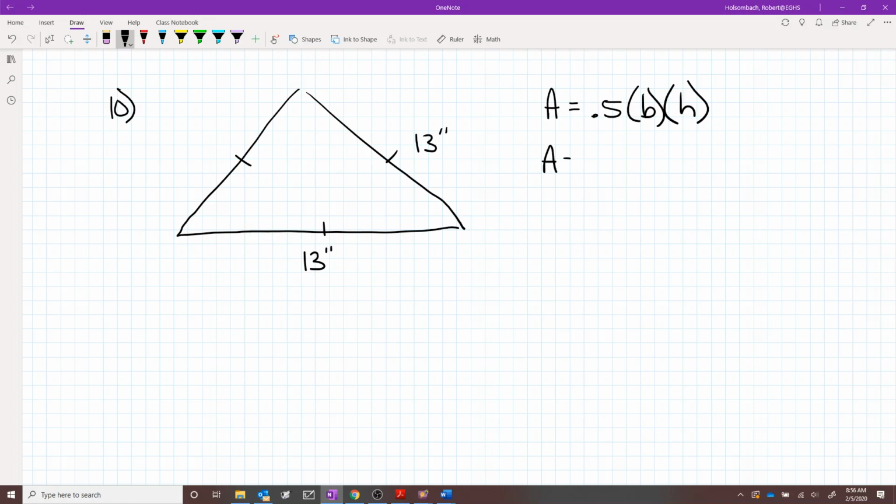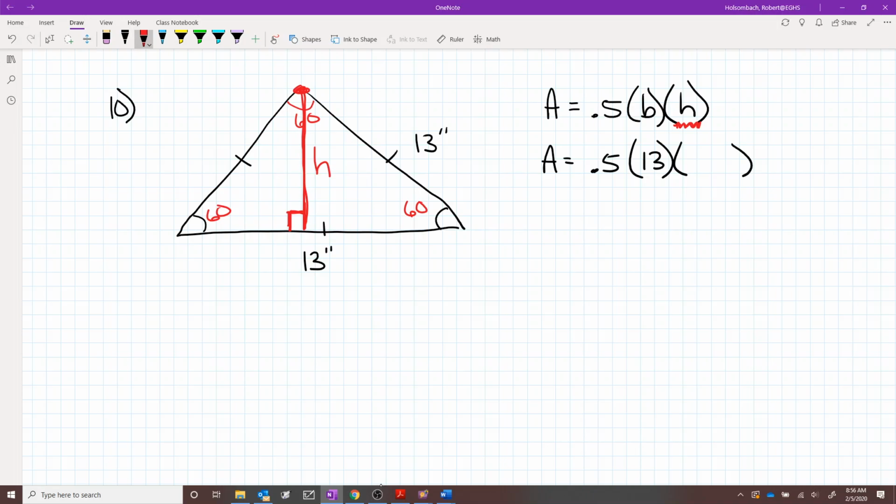So the area is going to be equal to 0.5 times the base, which is 13, times, you need to find the height. Now, in an equilateral triangle, if all the sides are the same, all the angles are the same. If all the angles are the same, they all equal 60 degrees. Now, the altitude of a triangle, which is this dimension right here, goes from vertex to opposite side and intersects at 90. The altitude of a triangle is the same thing as the height of a triangle. So you need this dimension right here.